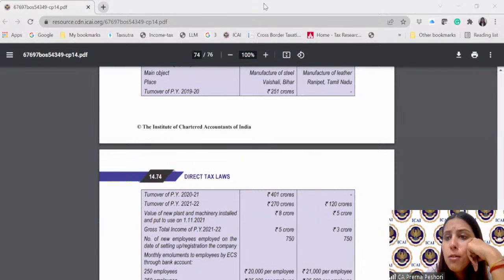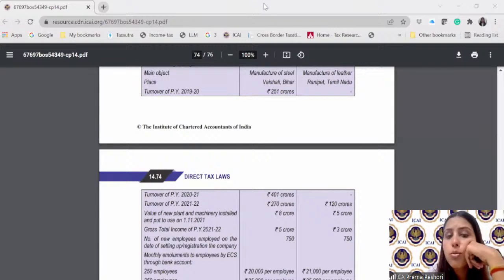Since the employees are employed on 1/4/2019, it can claim 30% of additional employee cost for 3 years: 19-20, 20-21 and 21-22. Employees are employed in 2019 because the company is in operation since 1/4/2019. It is clearly written that these employees are employed on the date of setting up or the registration of the company. So the 80JJAA deduction is available for 3 years. So the employees whose emoluments are 20,000 and 25,000 only will qualify. Those which are exceeding 25,000 will obviously not qualify. Similarly, for Beta, you will do 21,000 into 250 into 12 and 25,000 into 250 into 12 and 30% of both these costs.